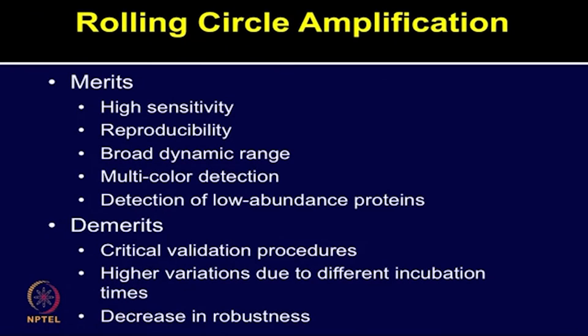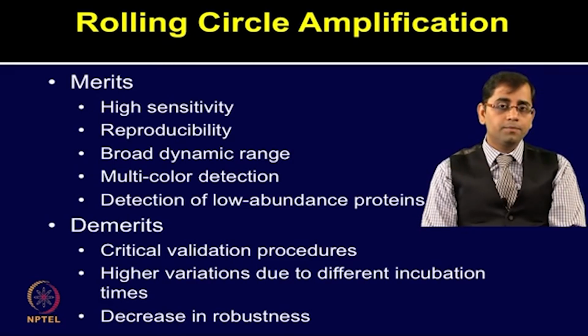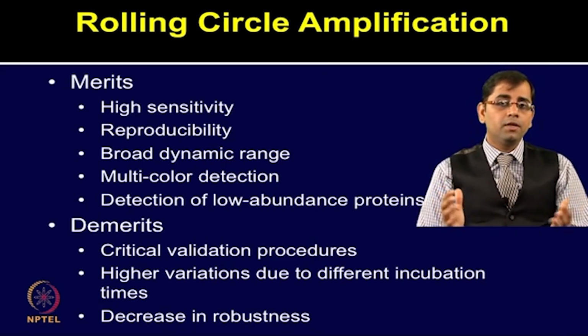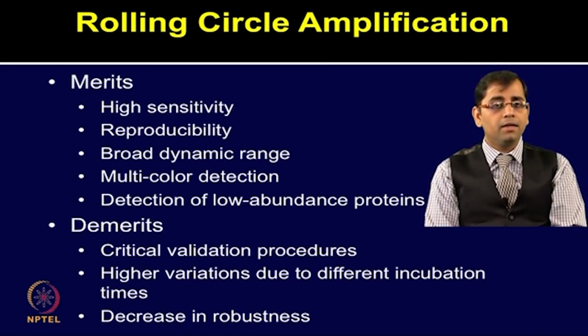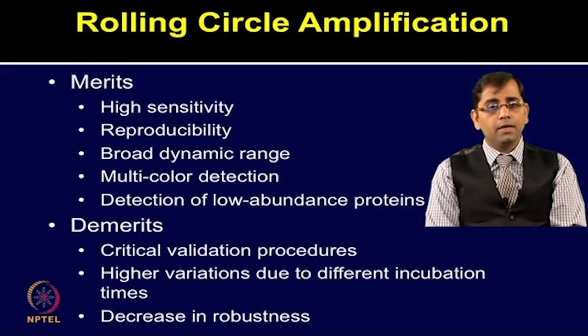Advantages of the RCA method as compared to direct or indirect fluorescence labeling include higher sensitivity, reproducibility, broad dynamic range of detection, multicolor detection, and detection of low abundant proteins. The demerits include the critical validation procedures and higher variability due to the inherent incubation timings which are different for these assays. I'll now talk to you about a generic scheme of fluorescence detection by illustrating the concepts in an animation.